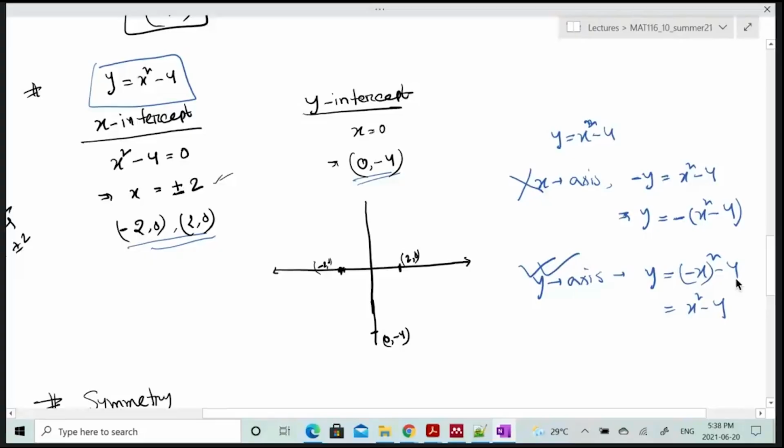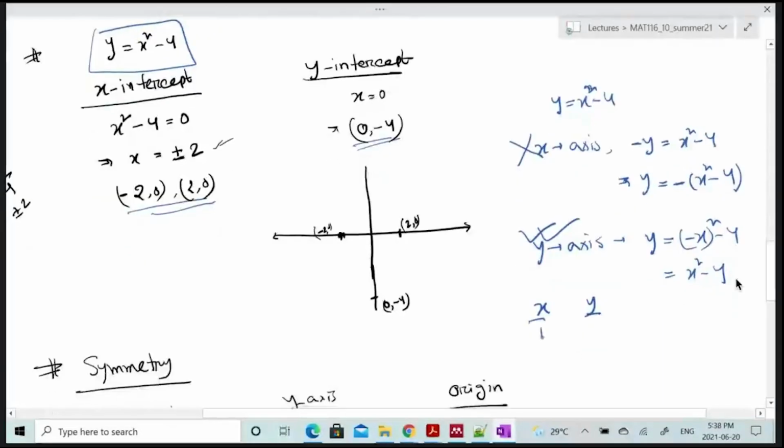So, like before, let's pick 2 points. Say if we pick x equal to 1, then what will y be from this equation? Minus 3. What about x equal to 3? 5. So let's just put them here. So 1 comma minus 3 is somewhere here, and 3 comma 5 is somewhere here.